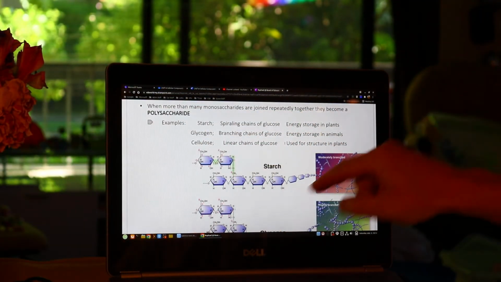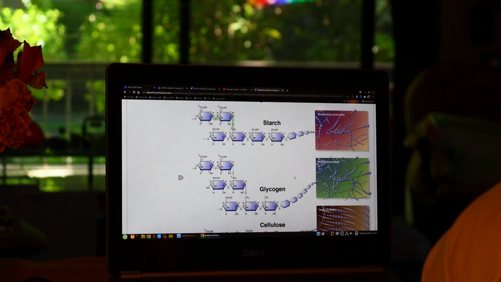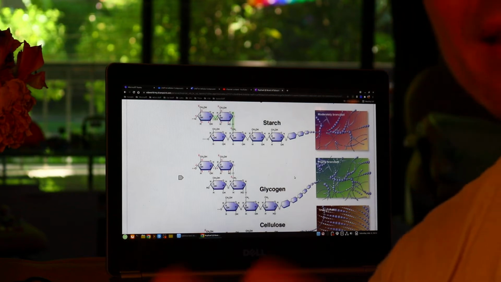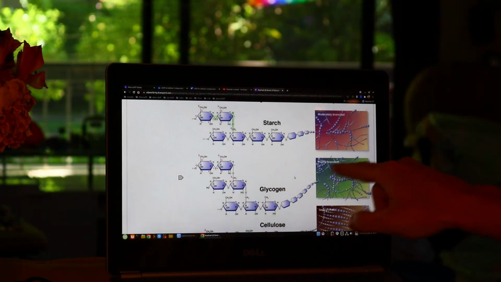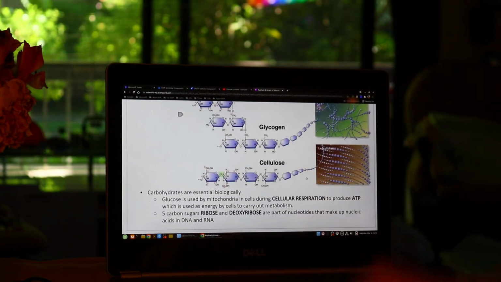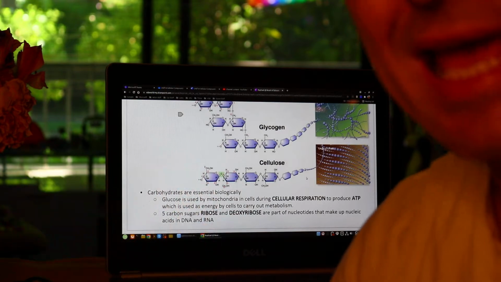Starch is usually in a spiral, so it's not as branched as glycogen. Glycogen is the way our body stores glucose. It has lots and lots of branches, so you can see here it's branchy, and then cellulose is basically straight lines. We can digest starch, obviously, because we love eating potatoes and things like that, and beets and carrots.